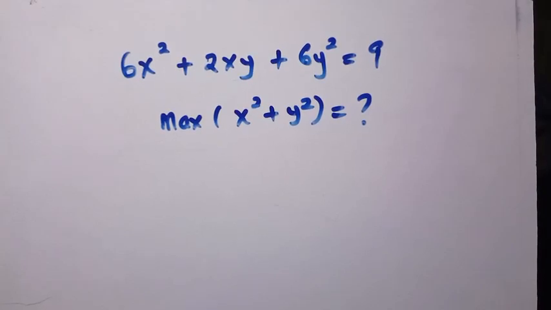Let's see how we can solve this nice problem. Let x and y be real numbers such that 6x squared plus 2xy plus 6y squared equals 9. Then the maximum value of x squared plus y squared is what we are interested to find.